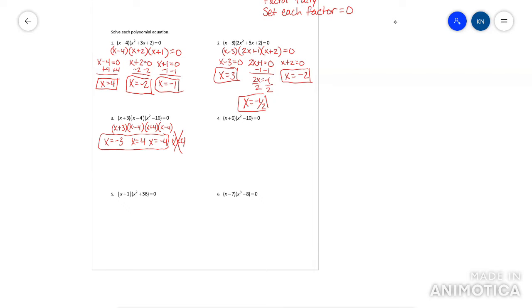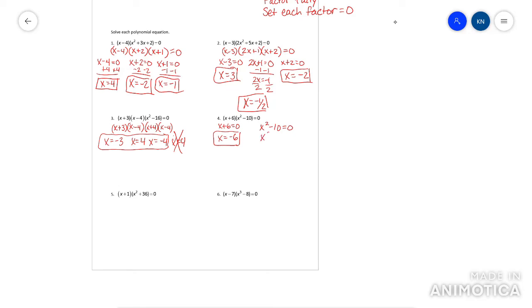So, all right. Now, number 4 is different, kind of, because this right here is not a perfect difference of squares. So what you do here is you stick to the plan. You put it in factored form, which currently it is because this is not a difference of squares. And you set it equal to 0 and you solve. So it would look like this. X plus 6 equals 0. This is just going to result in x equals negative 6. No big deal. But this other one, x squared minus 10 equals 0, you have to go solve.